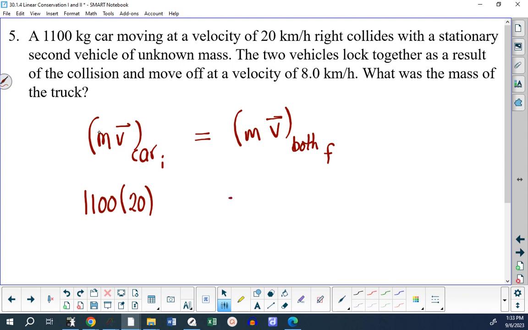Afterwards, this is how I would solve it. Do we know the mass of both together? So I would just leave this as m. How many of you are tempted to go 1,100 plus m? Oh, that's good. I'm glad nobody's really jumping up and down over that idea. M. We don't know the mass of both after, but we do know they're moving at 8.